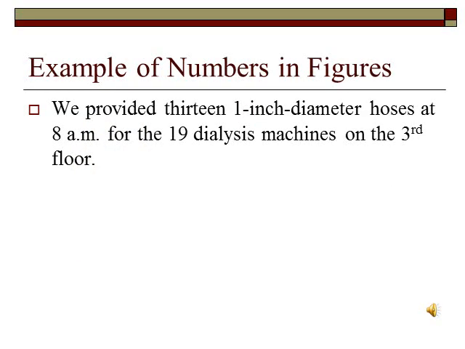And here's the correct transcription of that sentence. We provided 13 1-inch diameter hoses at 8 a.m. for the 19 dialysis machines on the third floor. So again, we have our neighboring numbers here, 13 and 1-inch diameter hoses. Since those numbers are right next to each other, we spell out the first one. The second one is a figure, no matter how big that number is. And then 8 a.m. is an even clock hour, no colon 00. Third is an ordinal. We're in a medical record, so we are going to do the figure 3 in RD.